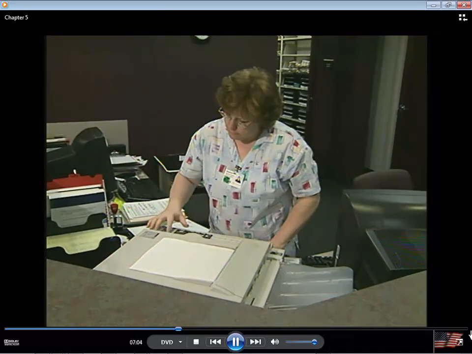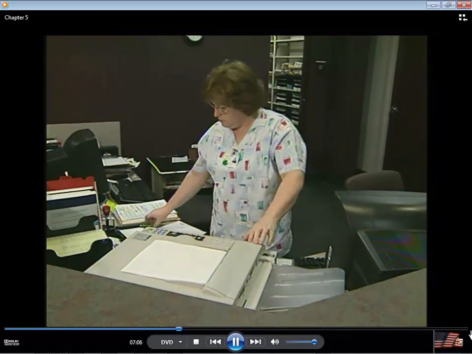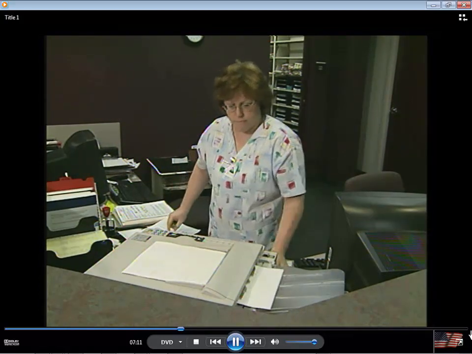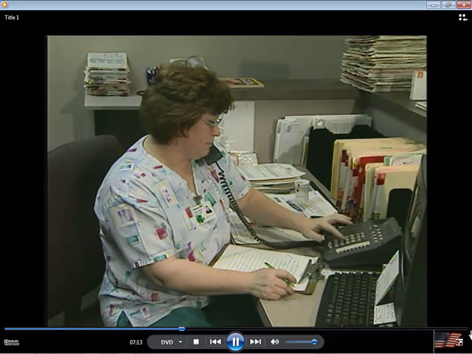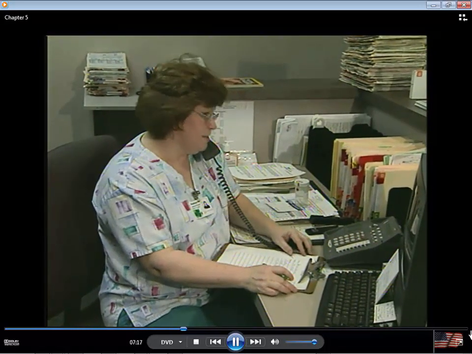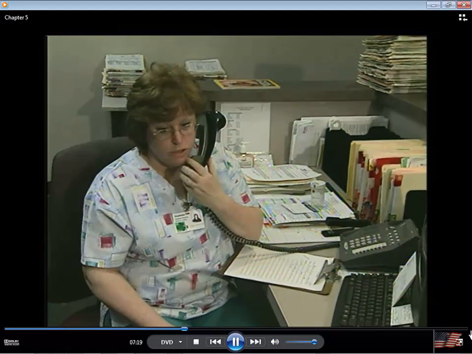This use is permitted as long as she takes steps to make sure that the information being sent is received by the intended person only. For example, this nurse called the office first to verify the correct fax number. She also made sure someone was standing by to receive it.